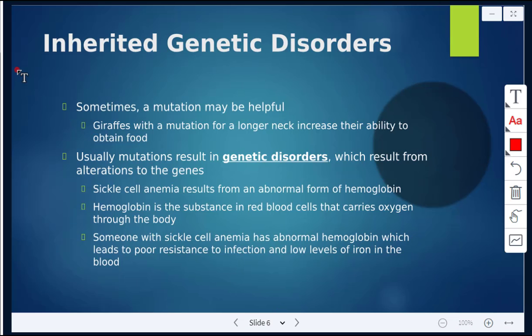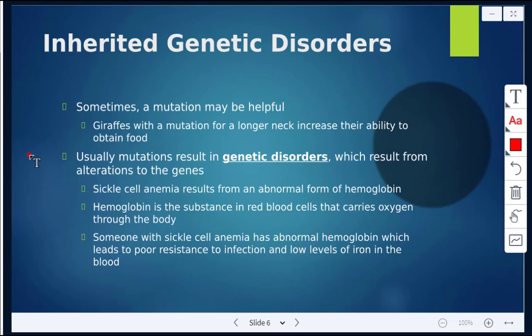When we have inherited genetic disorders, these will be passed on from generation to generation. Sometimes a mutation may be helpful. If you think about a giraffe with a mutation for a longer neck, that increases their ability to obtain food. So that would be a beneficial mutation.